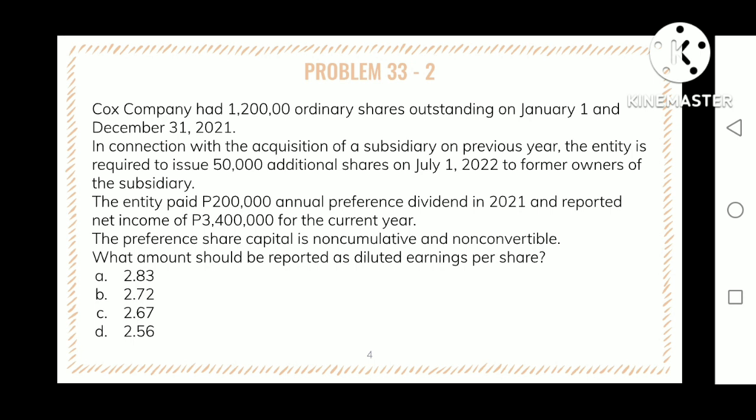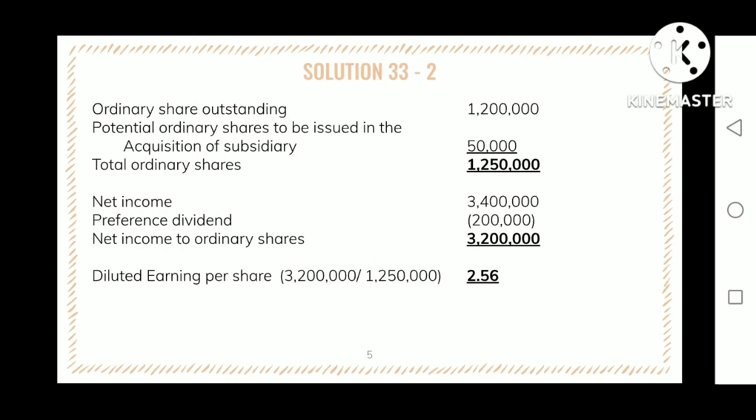A. 2.83, B. 2.72, C. 2.67, and letter D. 2.56. Now, let's proceed to the solution of problem 33-2. Ordinary shares outstanding is a total of 1,200,000. Potential ordinary shares to be issued in the acquisition of subsidiary is 50,000. Total ordinary shares is a total of 1,250,000.